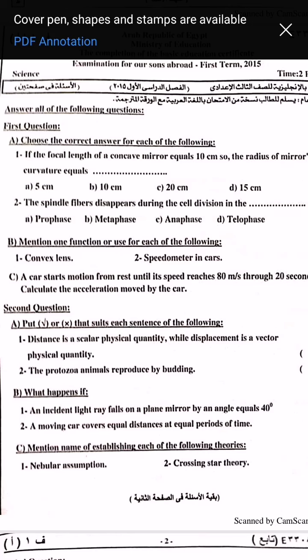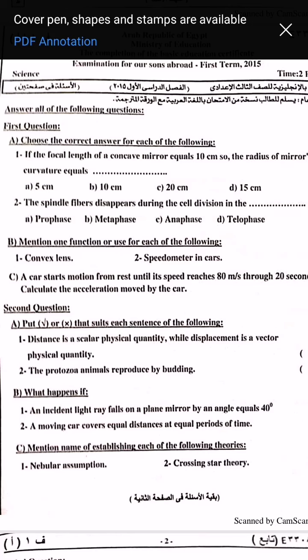Number 2, speedometer in cars. The speedometer in a car gives the car driver the reading of the speed of the car. So the car driver is aware of his speed, so he can control the speed of the car.